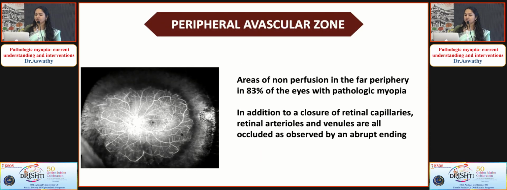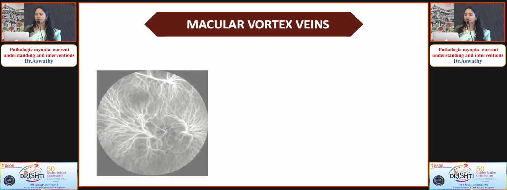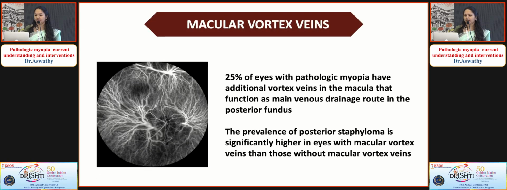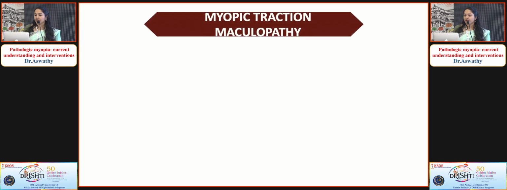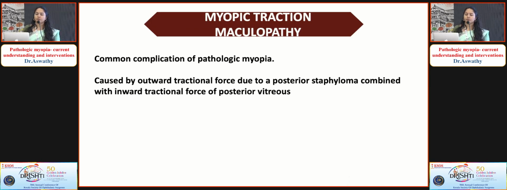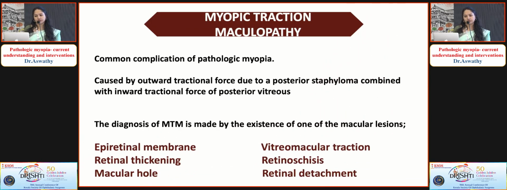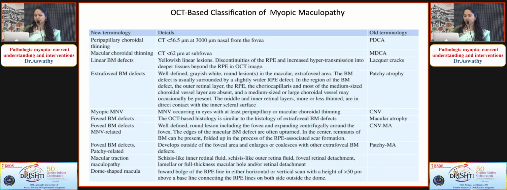And in a large population of those with myopia, there is a peripheral avascular zone, and macular vortex veins are also very common in those with pathological myopia. Myopic tractional maculopathy is one of the most common causes of loss of vision, and it is caused by outward tractional force balanced by inward tractional force of the posterior staphyloma.